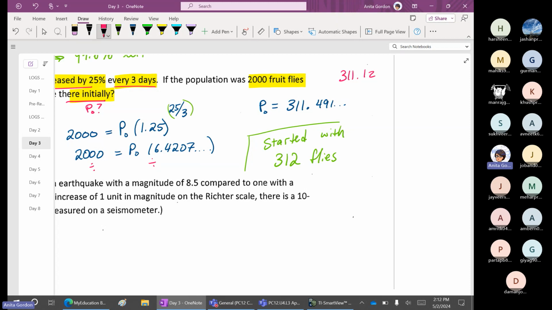So when you're doing populations, if you cannot cut the population of what you're measuring in half, you will round up. Always round up rather than rounding down. So we have slightly more than 311 flies, so therefore our initial population was 312 flies.